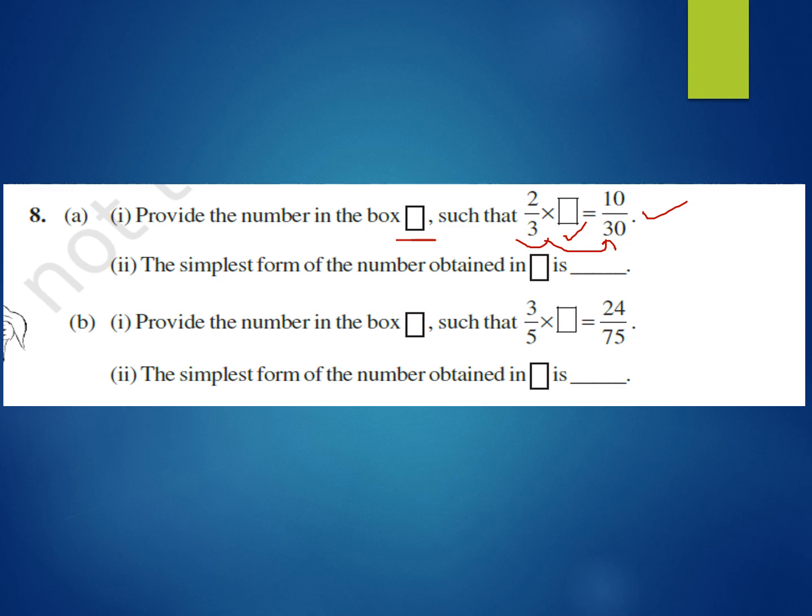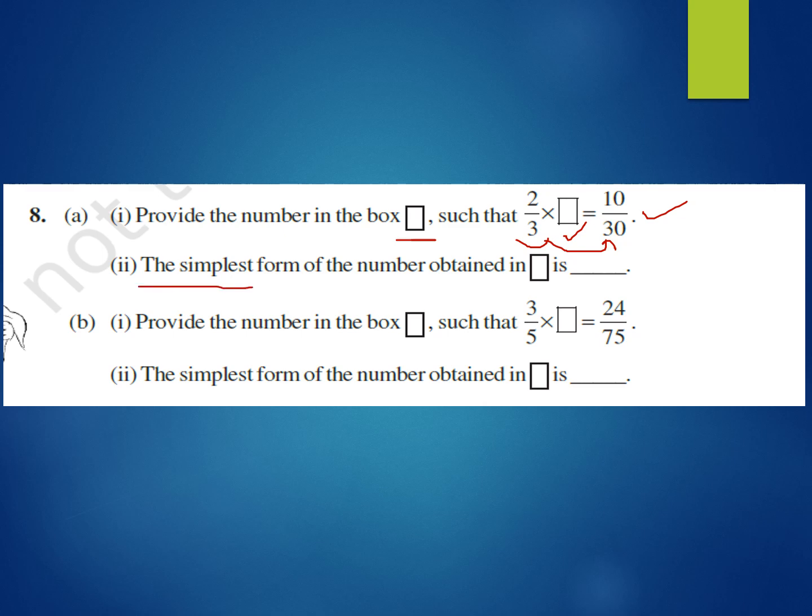Just make sure if you are multiplying something in the denominator, you have to multiply the same number in the numerator, because you are not to disturb the balance. You have to maintain the balance. In a similar way, you can do the second part also.